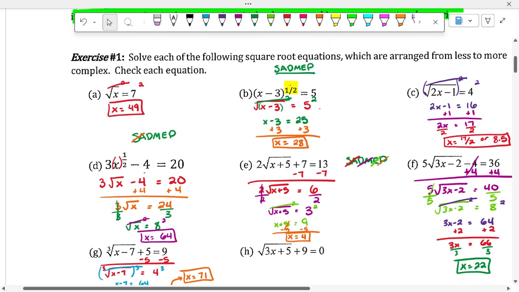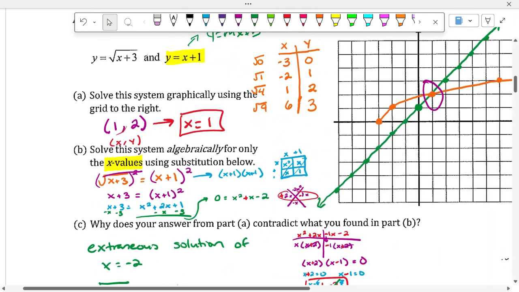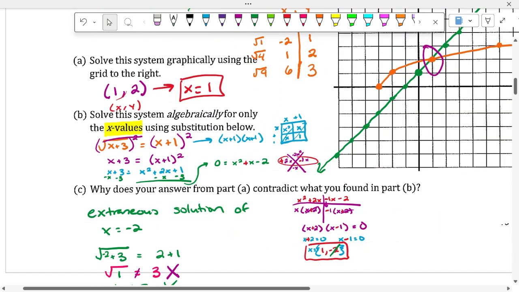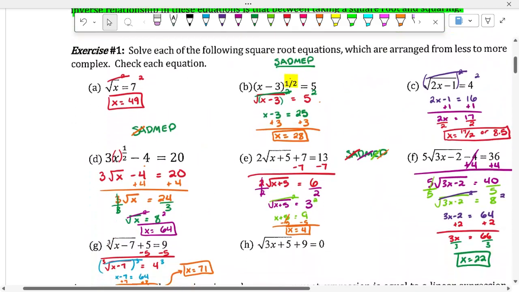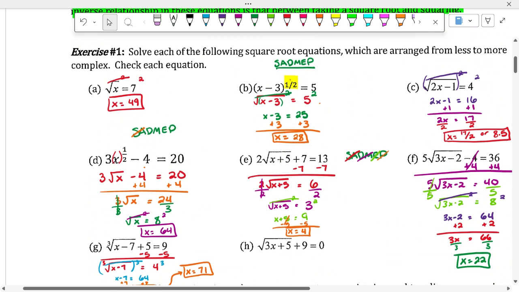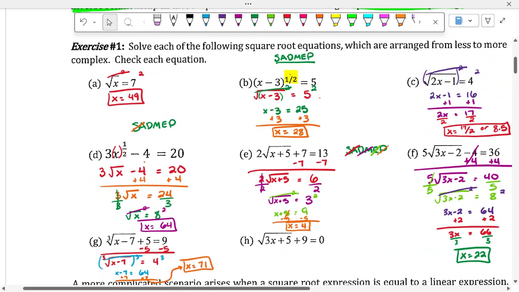Now, the ones that we did like this, I expect you to at least know how to do it in Desmos. If you can solve it by hand, awesome. But if not, it's okay. Use Desmos. But at the very least, you need to know how to solve these by hand, the easy ones. All right.